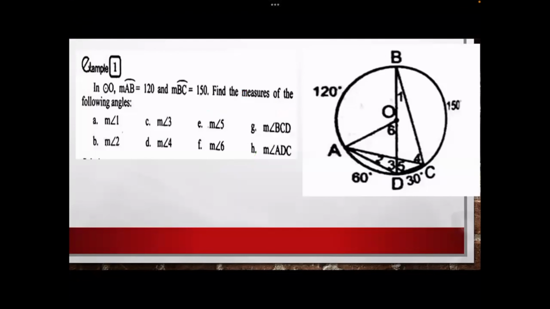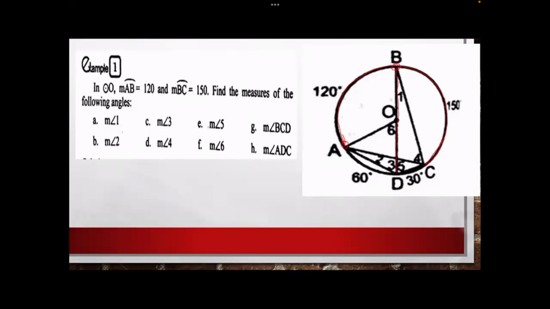Okay, so let's have an example. In circle O, AB is 20. So arc AB is 20. It is written here that this is 20. Next, BC is 150. BC, from here to here, is 150 degrees. Now, segment B to D is a semicircle or a diameter.